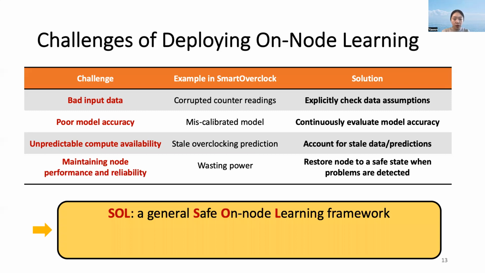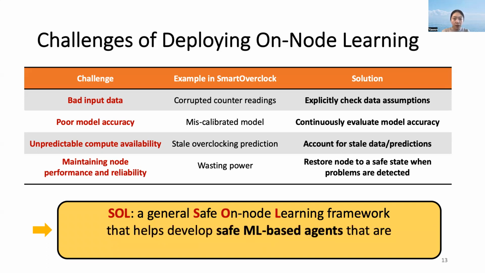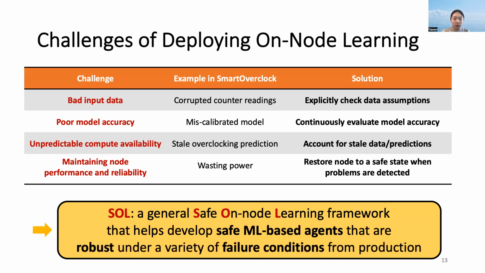In an attempt to address all these challenges, we propose SOL, a general safe on-node learning framework that helps develop and operate ML-based agents to be robust under a variety of failure conditions from production.